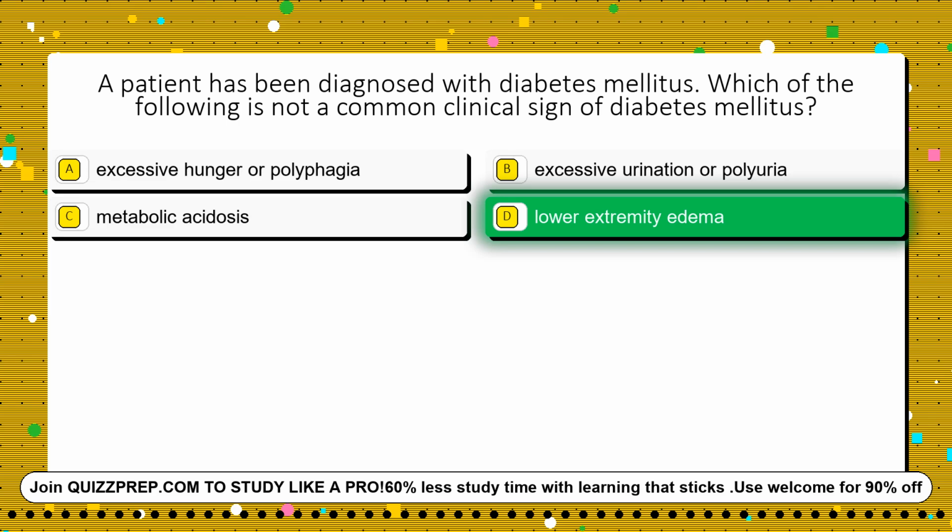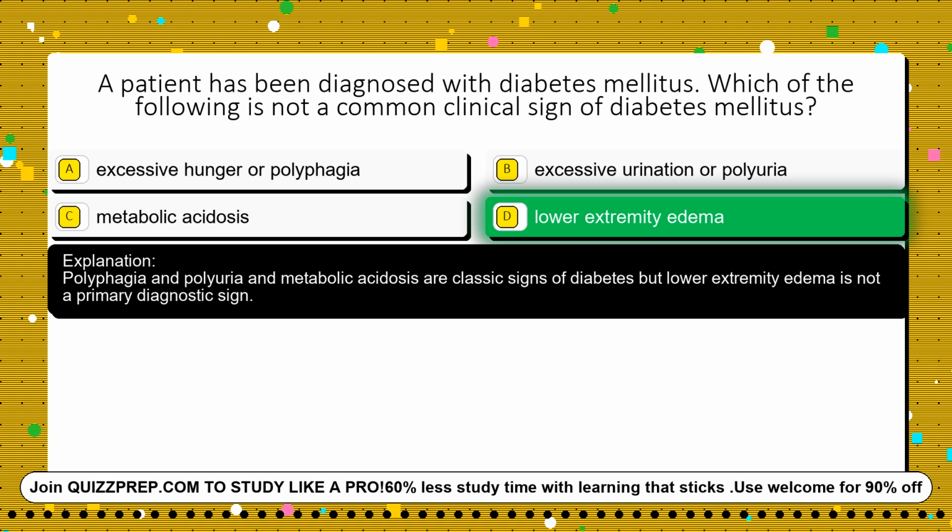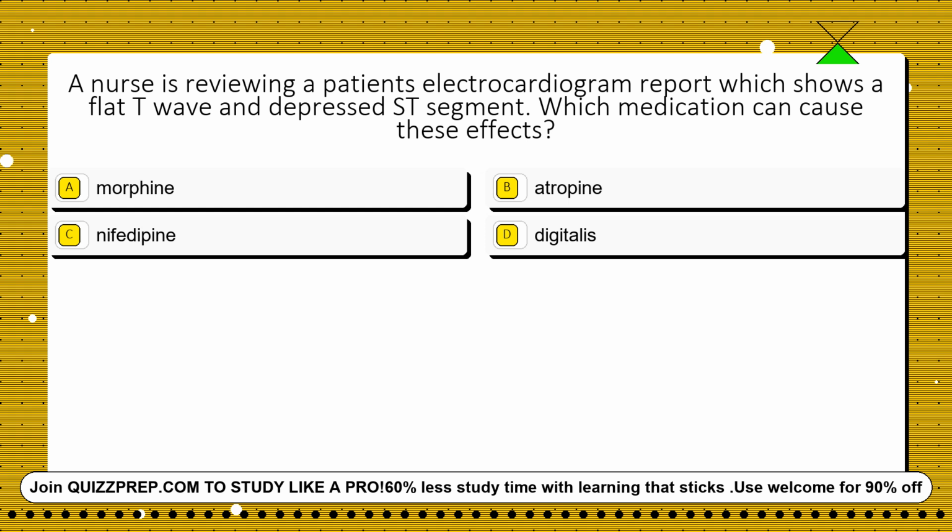The correct answer is option D, lower extremity edema. Polyphagia and polyuria and metabolic acidosis are classic signs of diabetes, but lower extremity edema is not a primary diagnostic sign.